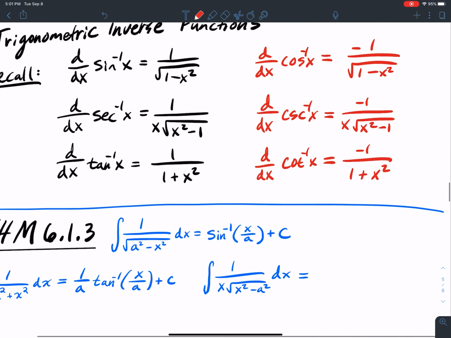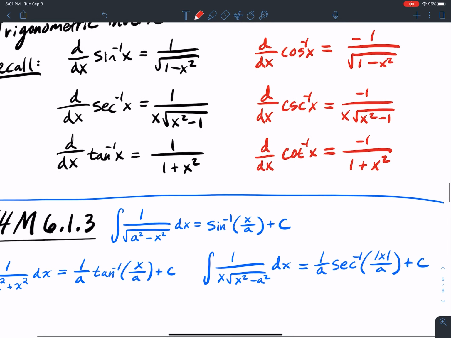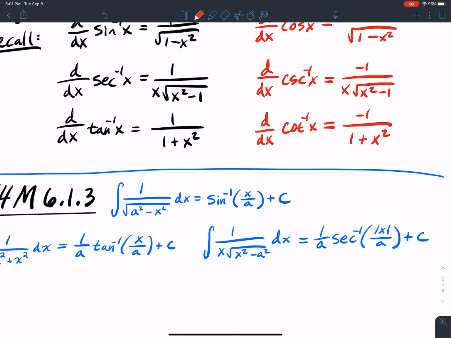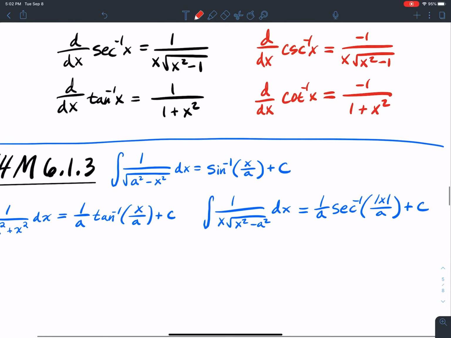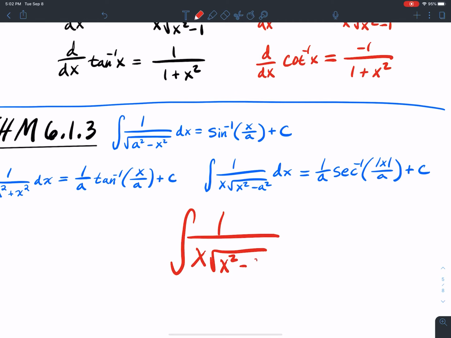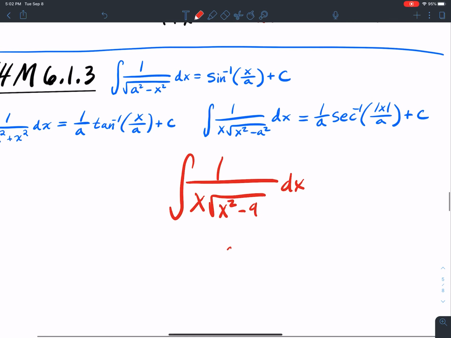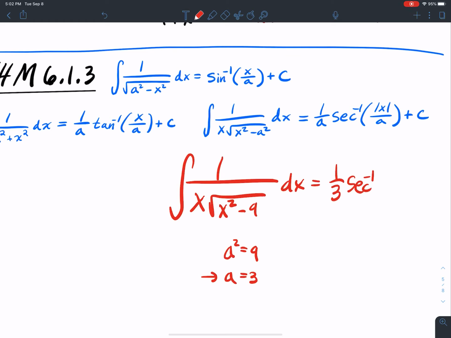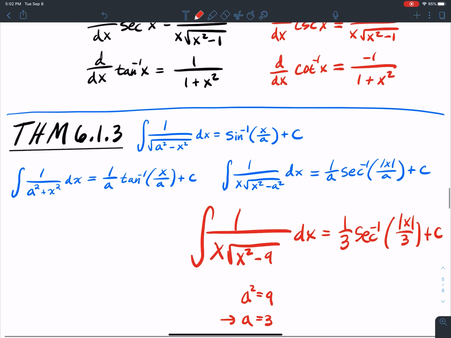This last one matches up with the secant, and this one has the x out front and the x squared inside the radical. So this is going to be 1 over a times secant inverse of the absolute value of x over a, plus c. If I integrated something like x over square root of x squared minus 9 dx, I would say a squared equals 9 means that a is equal to 3. And so this gives me 1 over 3 secant inverse of the absolute value of x over 3, plus c. That gives you an idea.